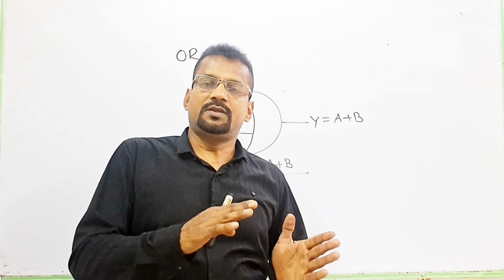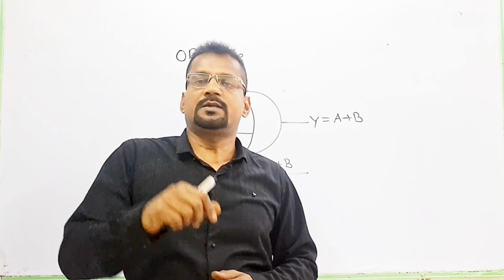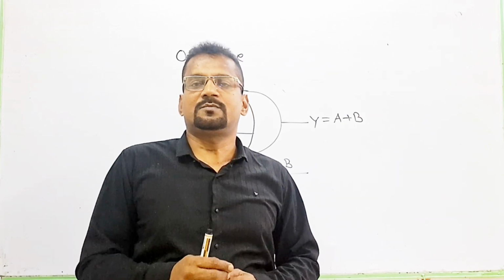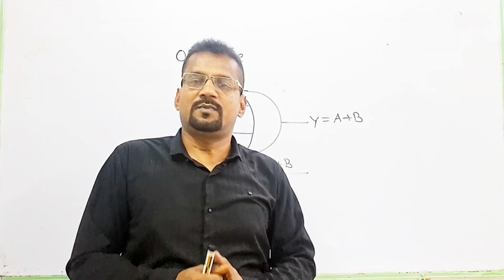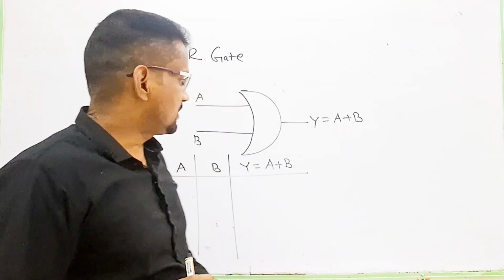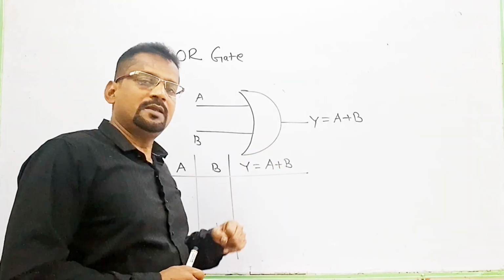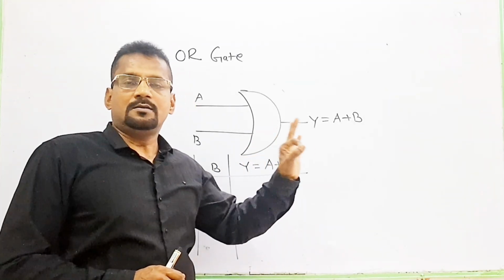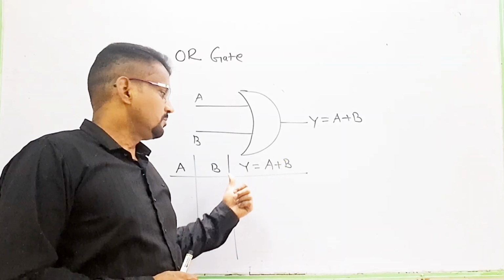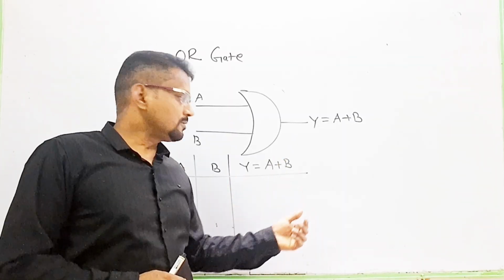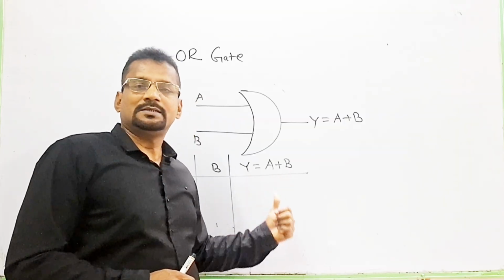If I say 3 greater than 5 or sun rises in the west, only in that case my statement is false. What does it mean? If both the component statements are false, then the compound statement is false. Similar thing here: if both A and B are low, that is 0, A is also 0, B is also taking 0, in that case only A OR B, or Y output, will be 0.